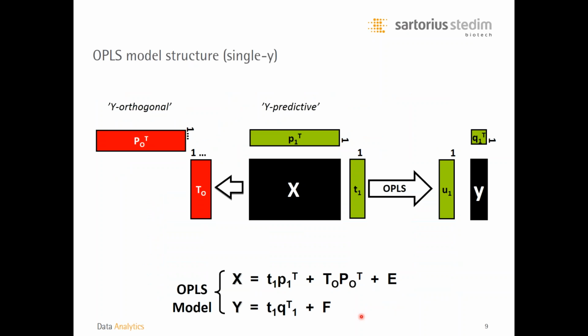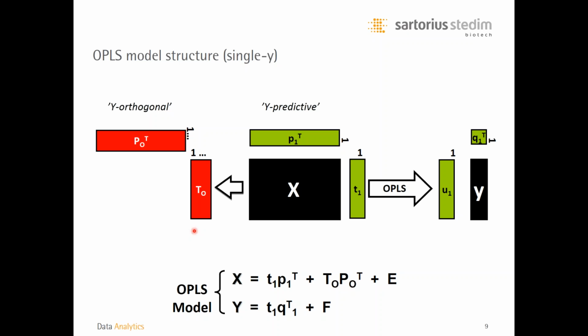So on this slide we see the OPLS model for the single Y situation. For the single Y situation, there can always only, by theory, by definition, be one single predictive component, but it will have a score vector and a loading vector on the X side, a score vector on the Y side, and then the single loading element Q.